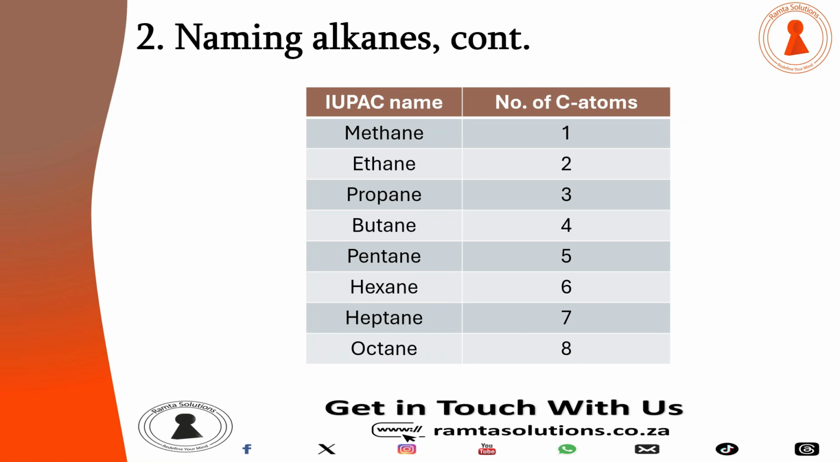Now, let me remind you, the suffix of alkanes is -ane. Remember, these are longest chains. An alkane with one carbon is called methane. With two, ethane. With three, propane. With four, butane. With five, pentane. Six, hex, but because it's an alkane, hexane. Seven, hept, but because we're looking at alkanes, heptane.